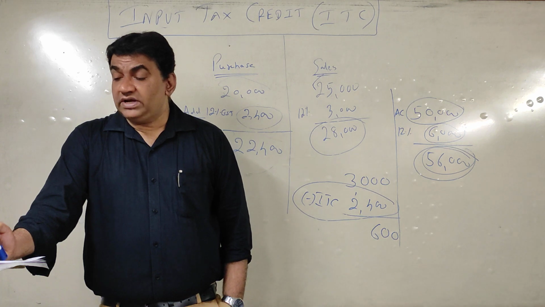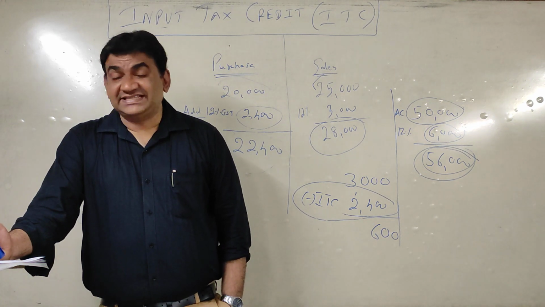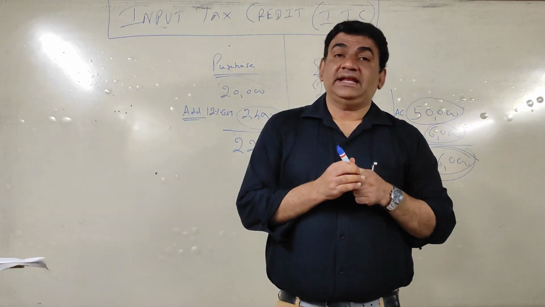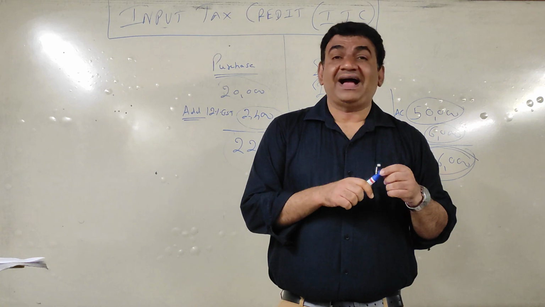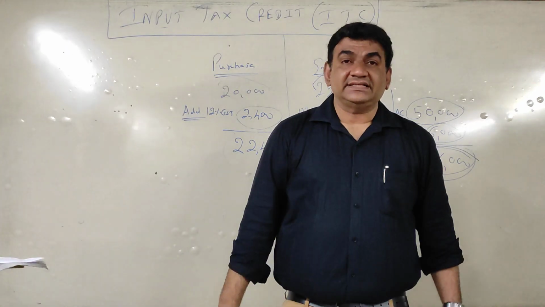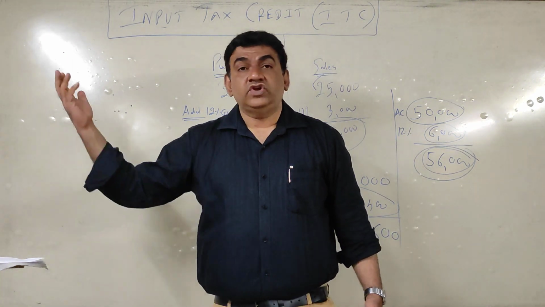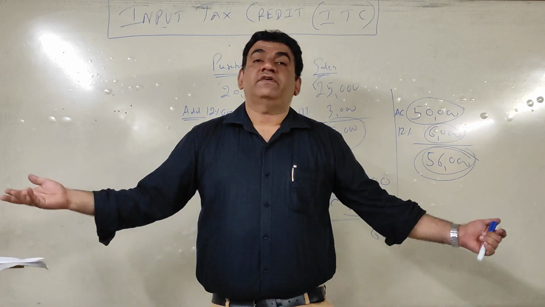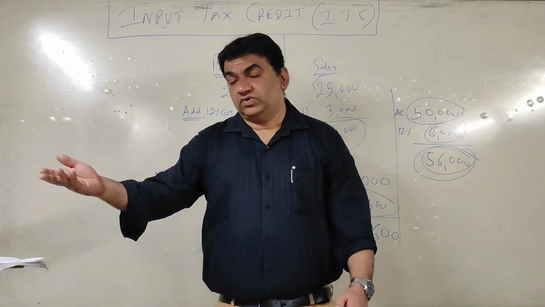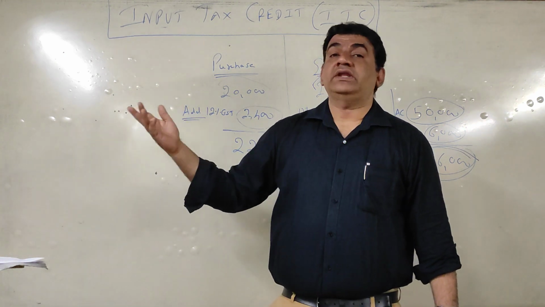Goods lost, stolen, destroyed, written off, or disposed of by way of gift or free samples. What I told you, ITC can be claimed only when the goods are received. If you have not received the goods, you cannot claim ITC. Now when I say goods lost, destroyed, you have not received the goods, right? So you have not received the goods, there is no question of claiming any ITC. So even when you distribute goods by way of free samples, you cannot claim ITC.